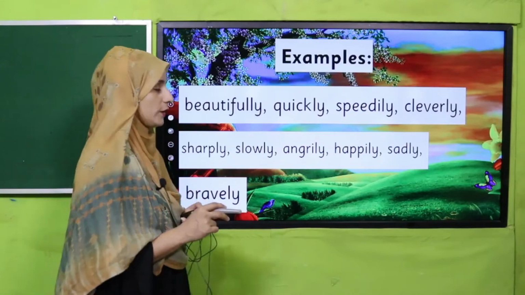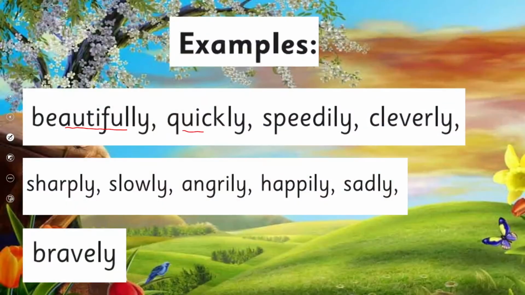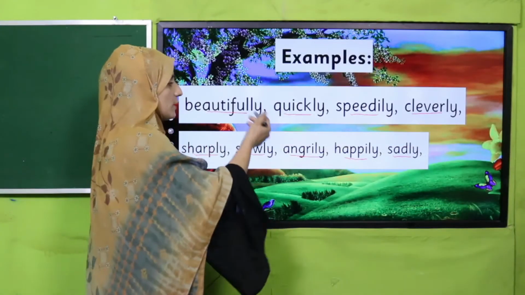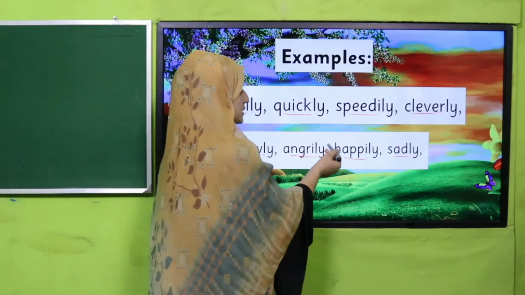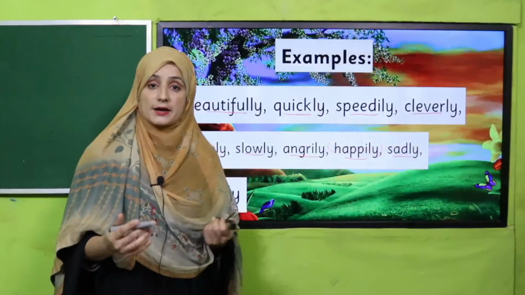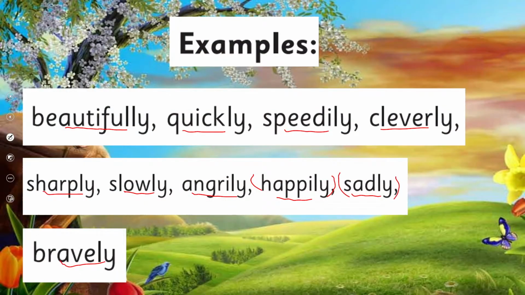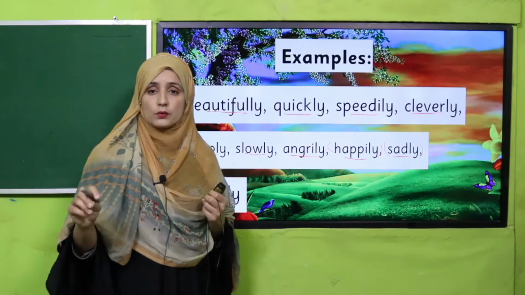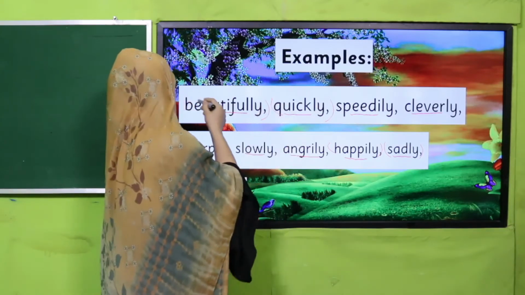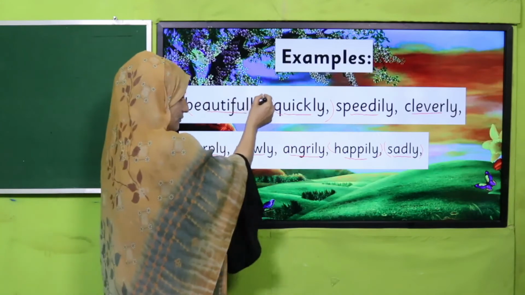You can see examples of adverbs of manner: beautifully, quickly, speedily, cleverly, sharply, slowly, angrily, happily, sadly, bravely, etc. These are all called adverbs of manner. So when we talk in a happy mood, it means we are talking happily. If we are in a sad mood and we are discussing something, we discuss it sadly. In this way, we are writing our work quickly. She is writing beautifully. We can use that verb with beautifully.